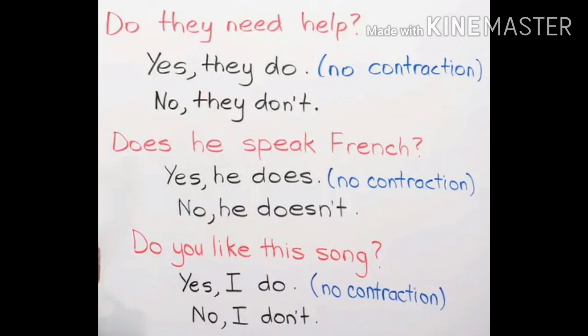Now see here, if we go for the questions, do they need help? If we want to answer it in simple present, yes, they do. Negatively, no, they don't. Okay, now does he speak French? So if you observe, does he speak? Means in question we won't get he speaks, we get only he speak and does for he. With I, we, you, they, we write do in the question. With he, she, it and some other names with boys and girls we use does. And no plural form for the verb. So this is the difference between asking the questions and answering the questions.